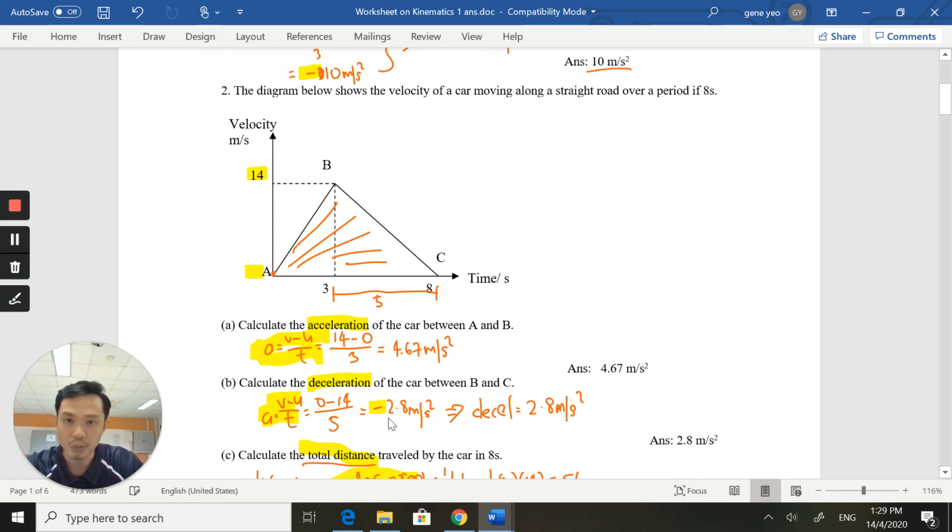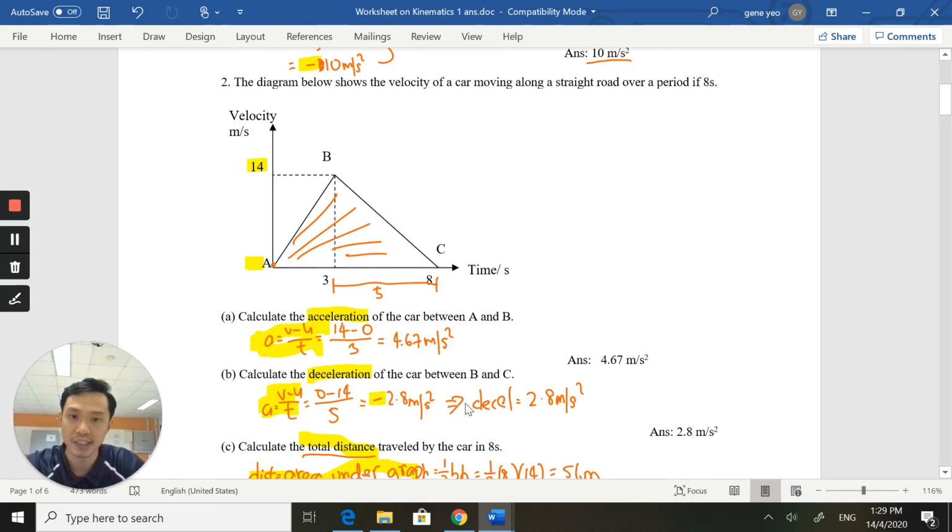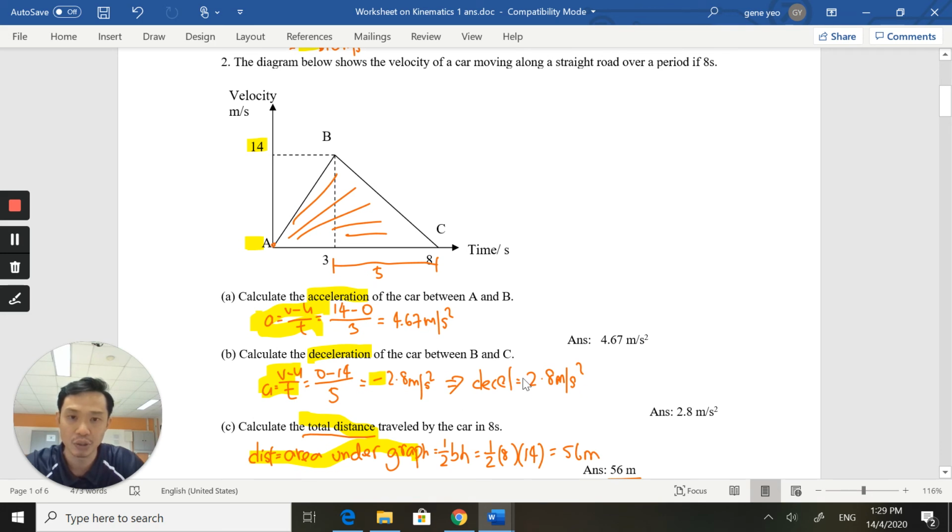So again, I end up with a negative answer. Not surprising. So I have to rewrite a statement. A negative acceleration is equal to a positive deceleration. That's how I end up with 2.8.